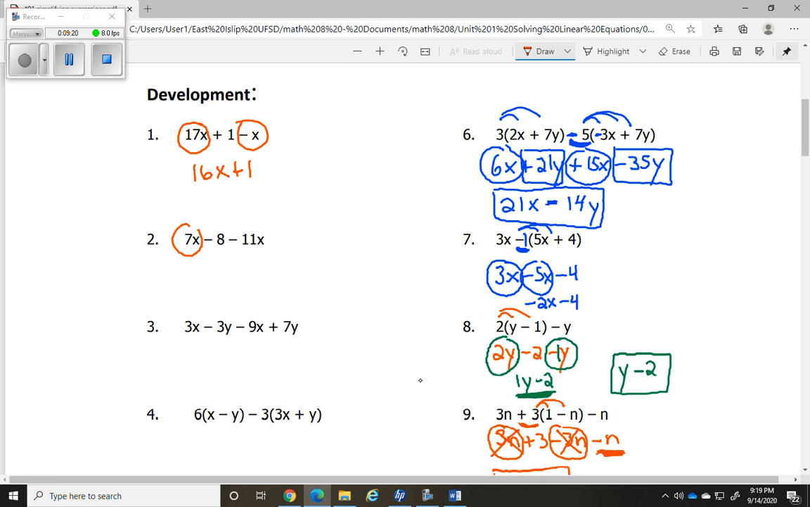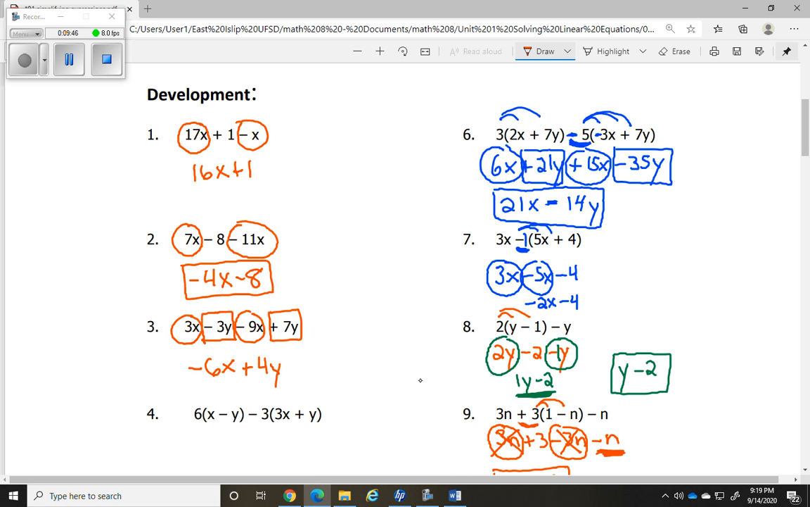I'm going to combine 7x and a negative 11x to get negative 4x. And there's nothing like that minus 8, so I write it down. I'm going to combine 3x with a negative 9x to get negative 6x, and then I will combine a negative 3y with a positive 7y to get a positive 4y.